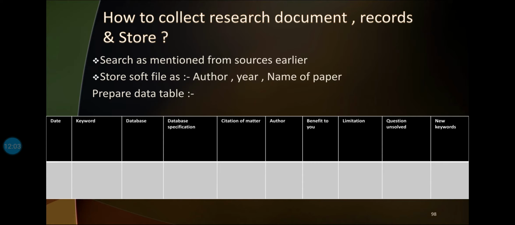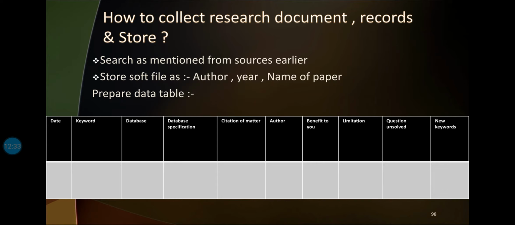Over here I have shown a small table consisting of various columns. We will discuss all these columns one by one. The first column is date, the date of publication of that particular data. The second column is keyword: when you refer to a particular research paper, book, or advertisement, what were the important highlighted words in it? You take out those words and write them.